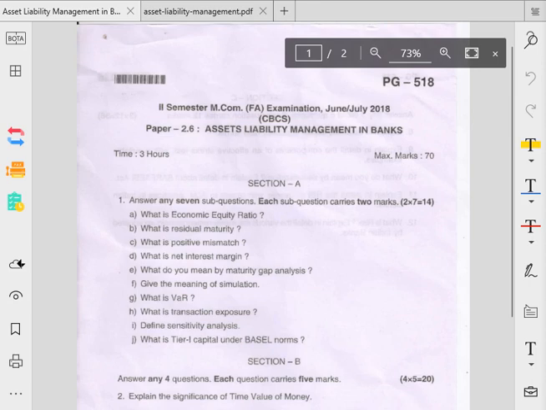Then finally, Tier 1 capital under Basel norms. Tier 1 capital is a core measure of a bank's financial strength from a regulator's point of view. It is composed of core capital, consisting primarily of common stock, disclosed reserves or retained earnings, but may also include non-redeemable, non-cumulative preferred stock. The Basel Committee also observed that banks have been innovating instruments. So that is Tier 1 capital.